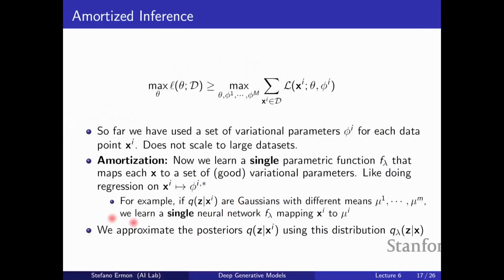So it's all amortized. It's called amortized because essentially there is a neural network that is amortizing the cost of solving this optimization problem over variational parameters. The problem of solving the optimization problem and giving you the optimal variational parameters is amortized by a single feed-forward pass through this neural network.